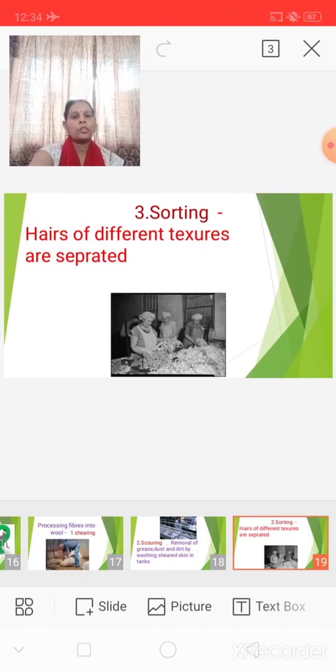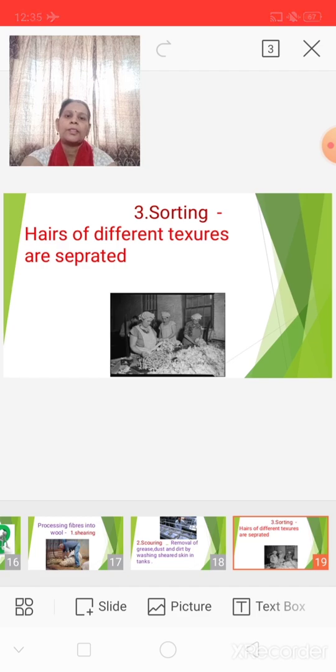Third one is your sorting. Now here the different textures are separated, because they just collect all together. They never go for one sheep or another sheep, they just collect everything together. So now different textures have to be separated. So this is the third step.